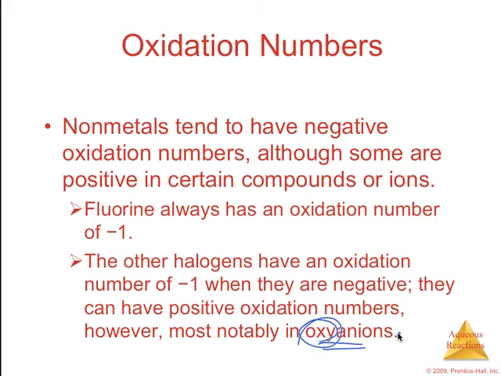So when you see oxygen present with a halogen like chlorine, that is the hypochlorite ion. The chlorine here would have a +1. This oxygen would be assumed to be -2. Then for the ion to be -1 overall, it means this chlorine has to have a +1 oxidation number.